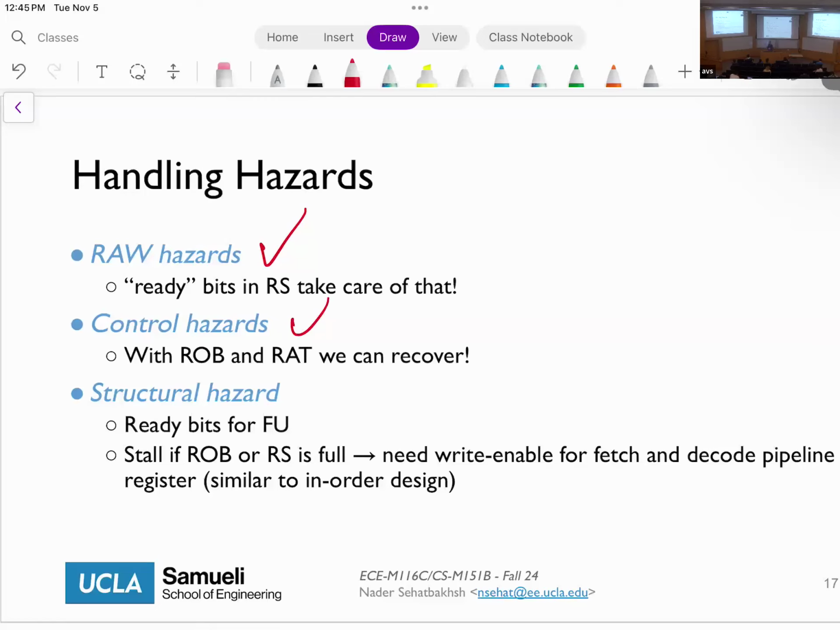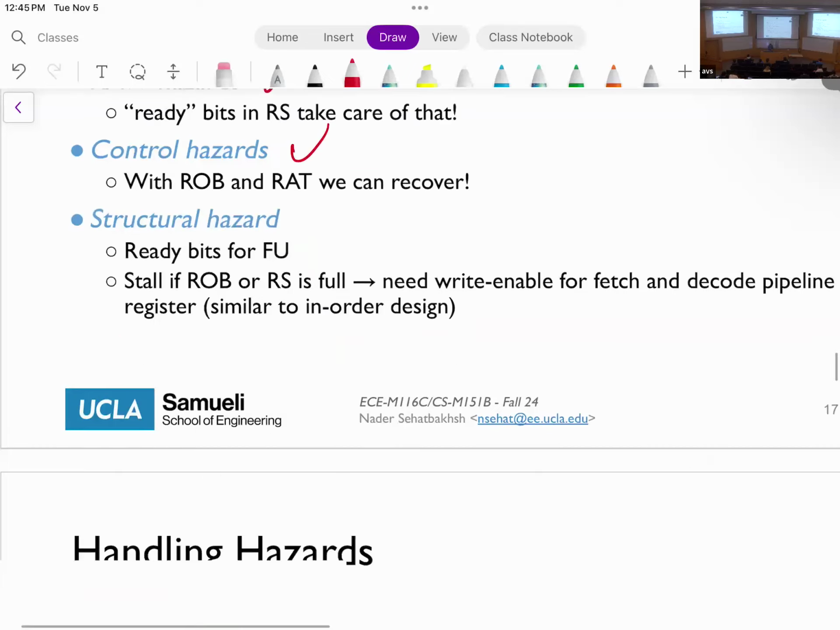And then if I have structural hazards, such as my ROB gets full, my reservation stations get full, my free registers get full and all that, we stall different parts of the processor. Sometimes we stall the whole processor, sometimes we just stall the rename, sometimes we stall both fetch, and so on and so forth. So all the ready bits that we had help us decide where to stall the processor, okay?